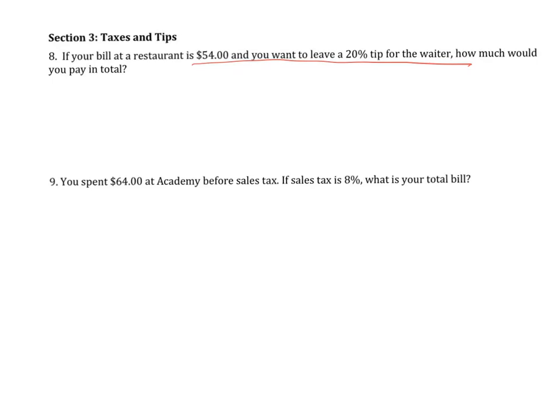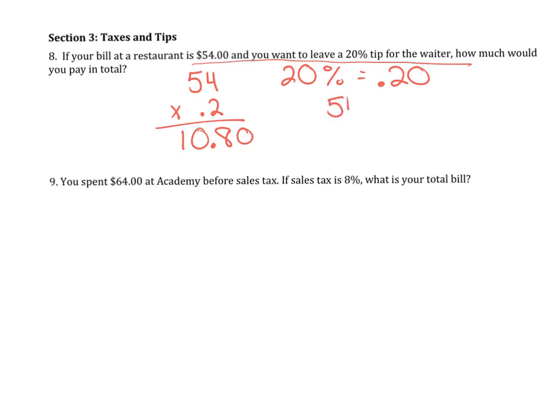So you can either set this up as a ratio, or you can remember that if you are finding a part, you can multiply. So you can do $54 times the 20%, or remember 20% is equal to 20 hundredths, which is the same thing as 2/10. So if I multiply this, I get 8 and 10, and I have one decimal. So that is like $10.80. So I would need to add $54 plus your tip, $10.80, will give you your bill of $64.80.